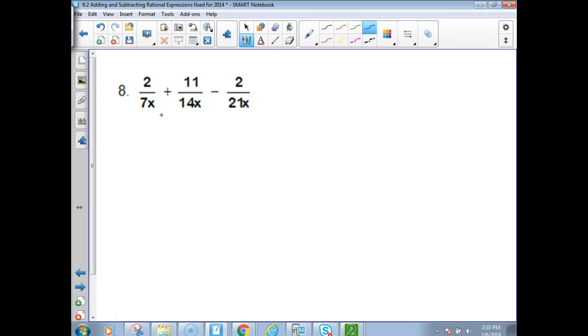No, no. It'll get way too big, way too messy. What would the LCD be? Well, I need a 7x. The second fraction is 7x times 2, so I need a 2. The second one is 3 times 7x, so I need a 3. You with me? So I had a 7x, a 2 times 7x, and a 3 times 7x. So we need to have the 7x, the 2, and the 3 in our LCD.